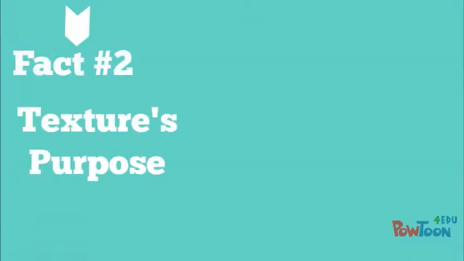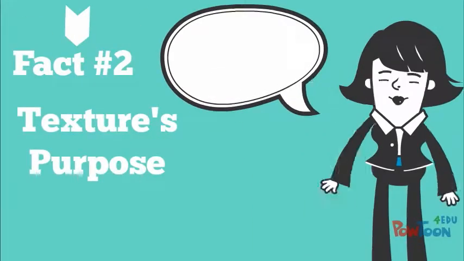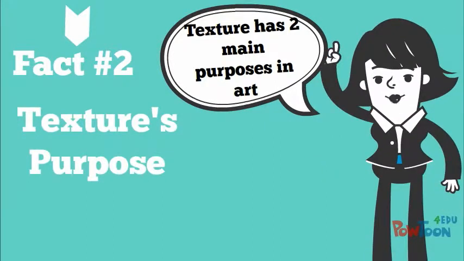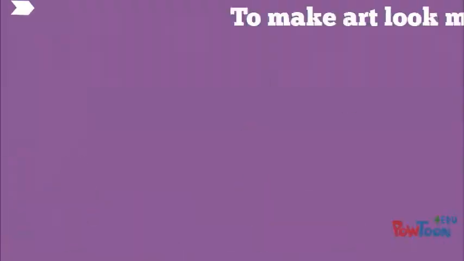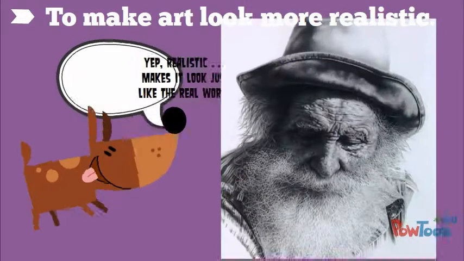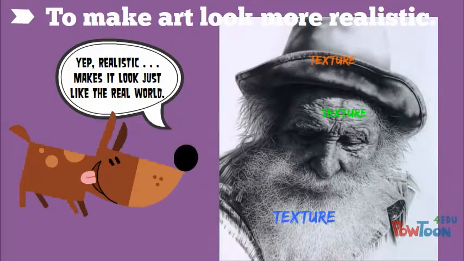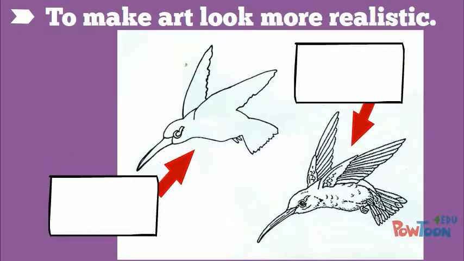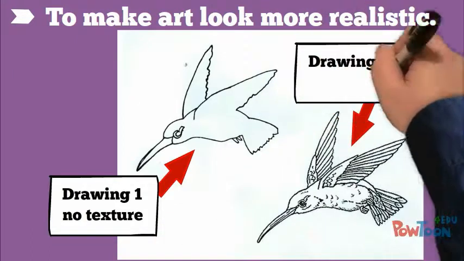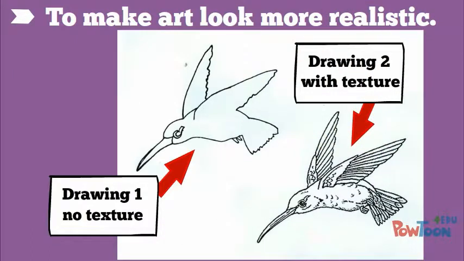Fact number 2. Texture's purpose in art. There are 2 main reasons that artists use texture in their artwork. The first one is to make the art look more realistic, more like our real world. Take a look at the example of this bird. We know it's a bird in the first drawing, but the second drawing, which shows the bird with texture, represents a more realistic looking bird than the one in the first drawing.